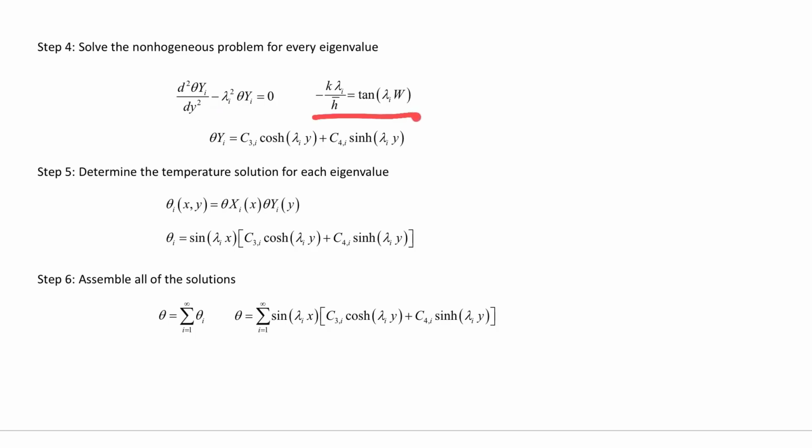This is our eigencondition, and we've now used this to solve for our eigenvalues. So what's the solution to this ODE? Well, it's sinh and cosh. Right? Sinh and cosh times some unknown constants, and we have I of those solutions, so we have to put the index I on them. Okay, so same thing we did last time, sinh and cosh.